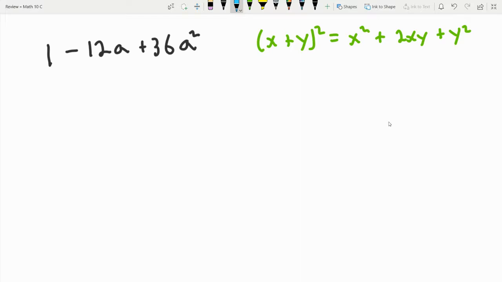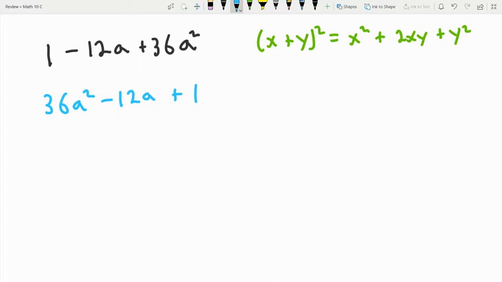So I'm going to start this question again by rearranging 1 minus 12a plus 36a squared as 36a squared minus 12a plus 1, because I feel like we're more familiar with this form, where our variables go from the highest degree on the left-hand side all the way to the right.